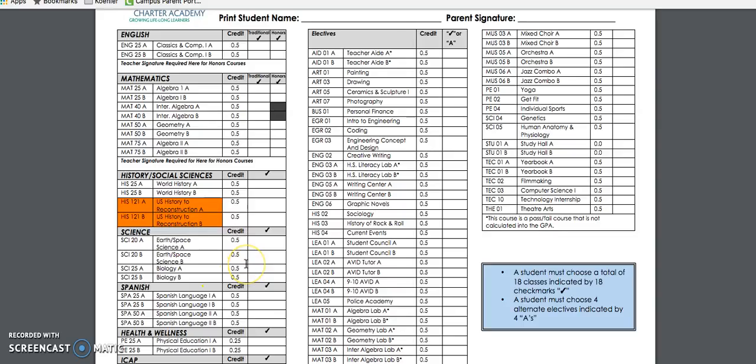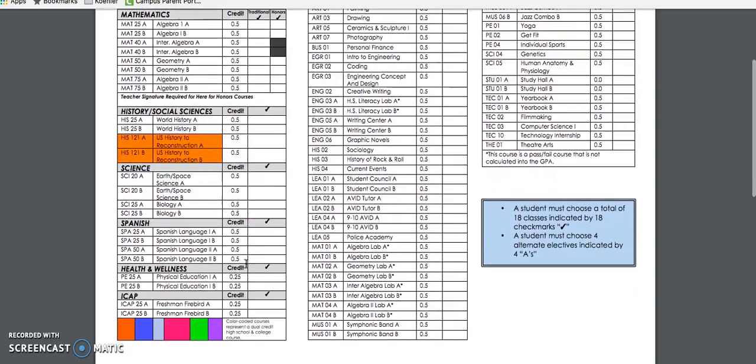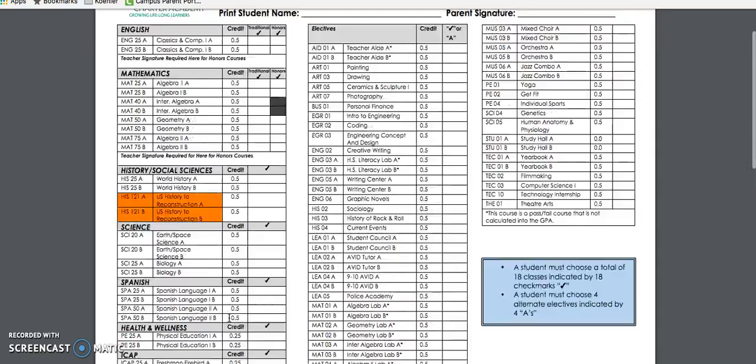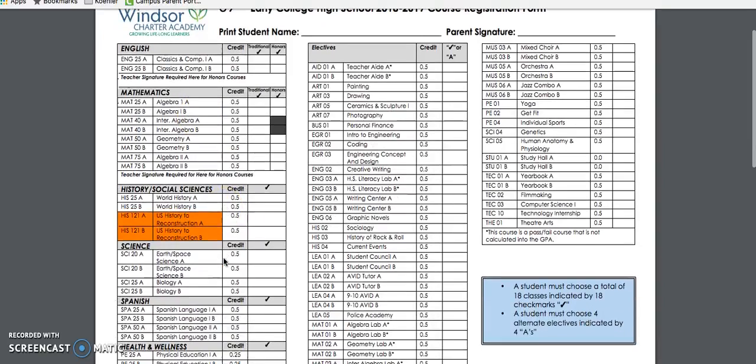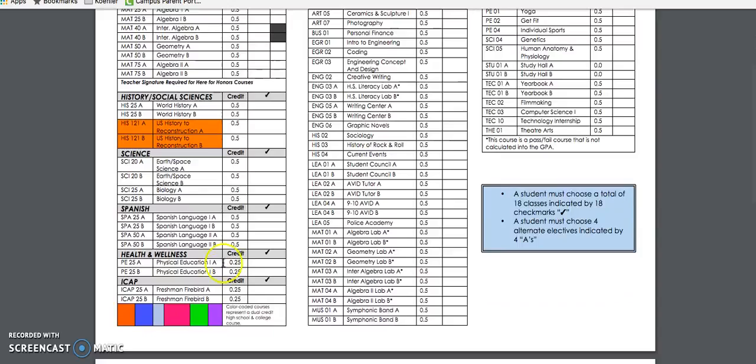You'll need a science. I'm going to skip Spanish for a minute. You will need PE and you will need ICAP. So those are the 6 classes that are required for freshmen: English, math, history, science, PE, and ICAP.